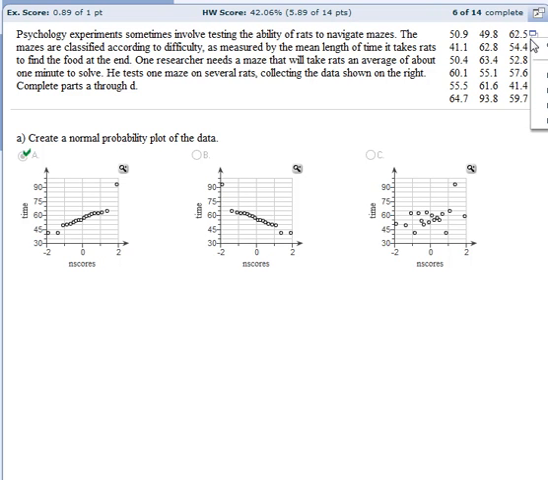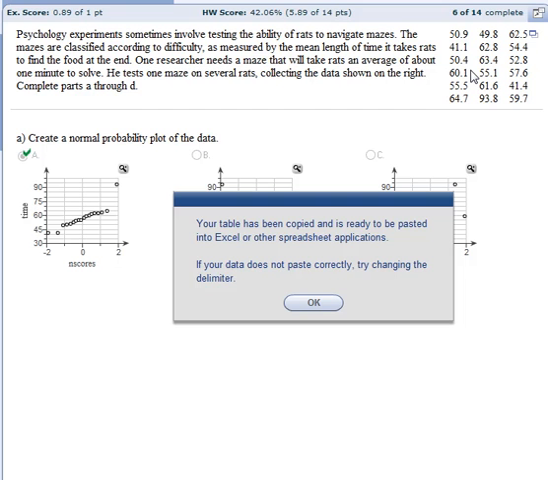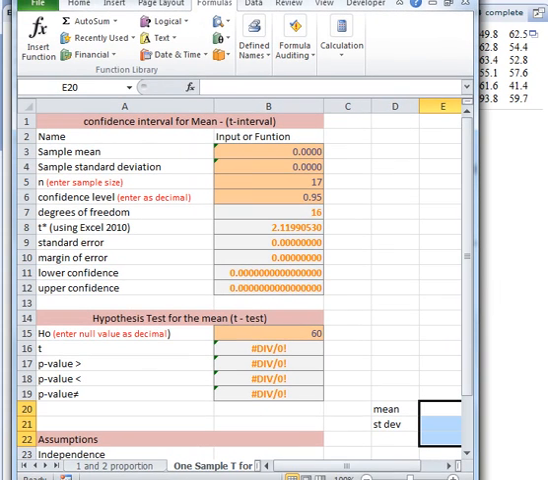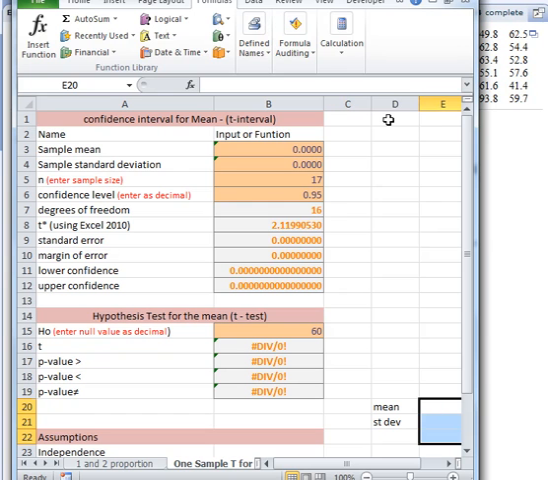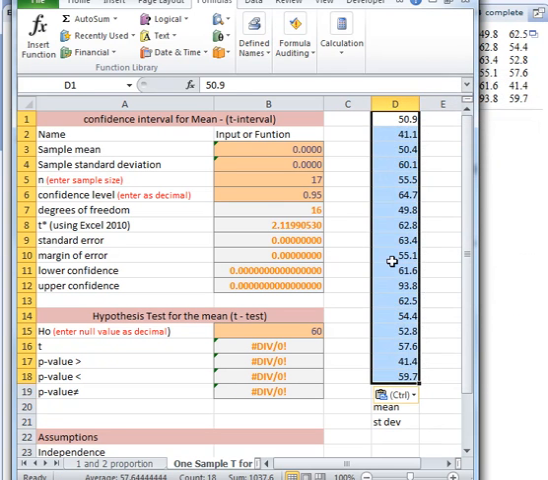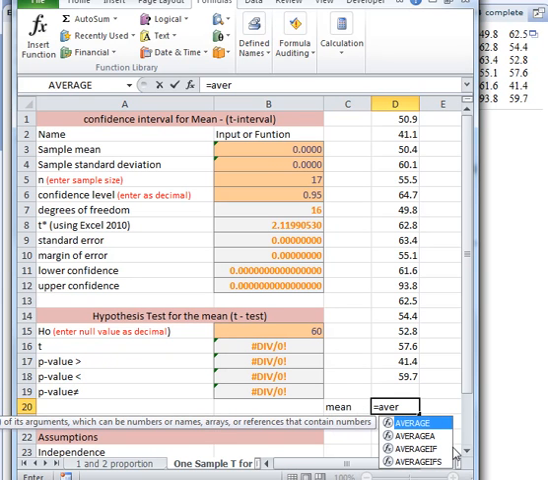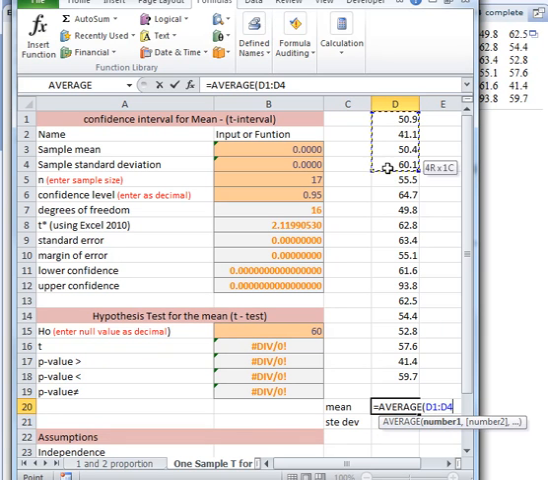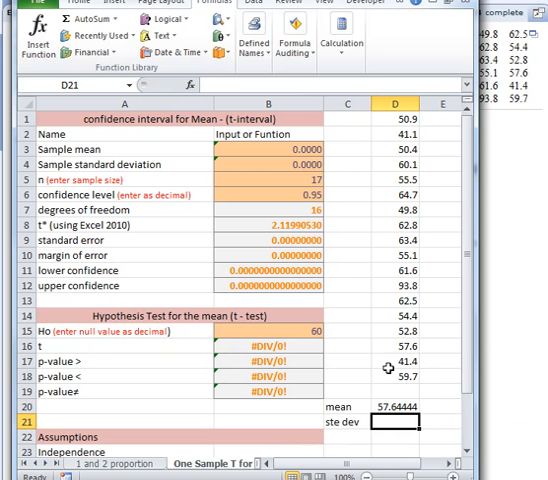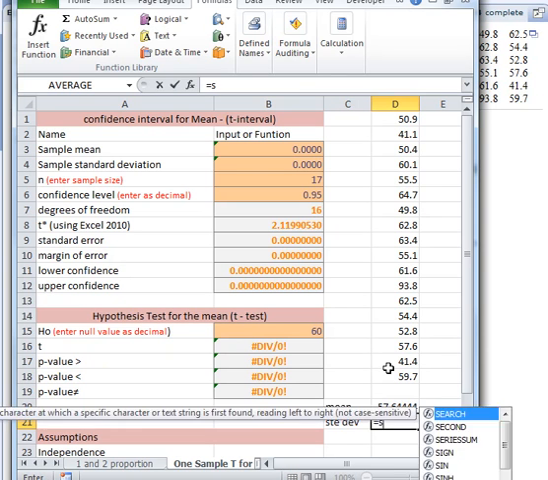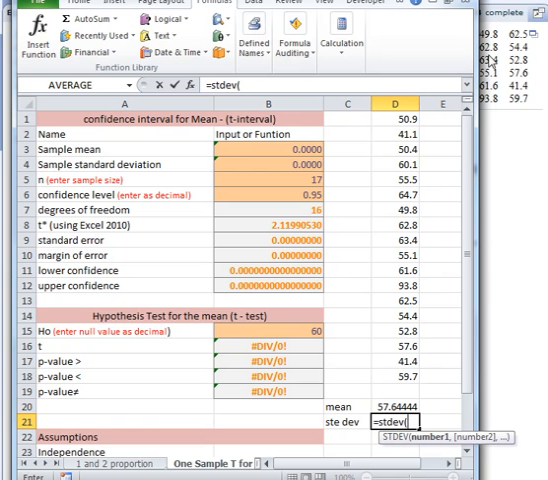Now I'm going to copy this data into a table. I'm going to come into my one sample T and paste it in here. And then I'm going to have my computer calculate the mean and the standard deviation for me. So I'll just go in here on the data and do equals the average, and then I'll grab the data. And then the standard deviation, so equals standard deviation, and I'll grab the data.